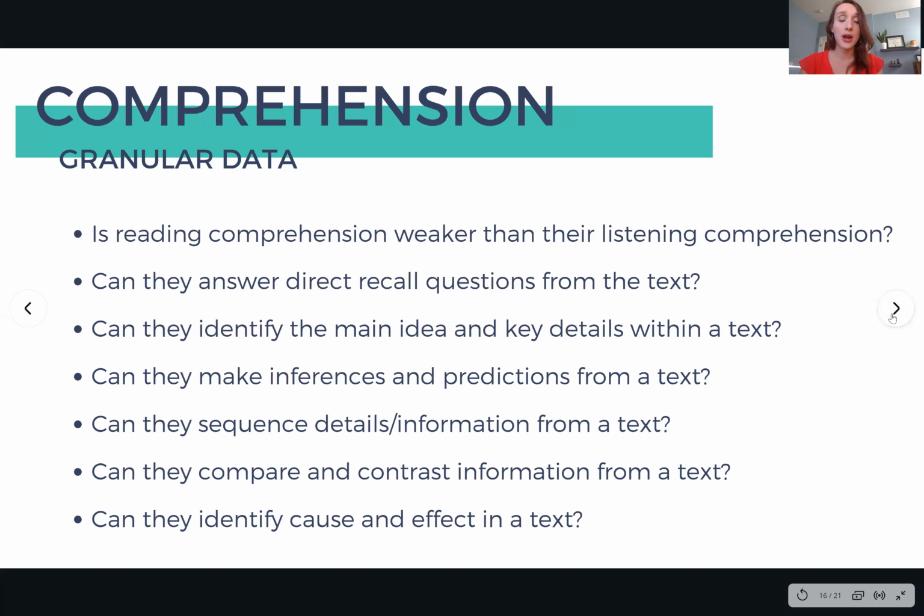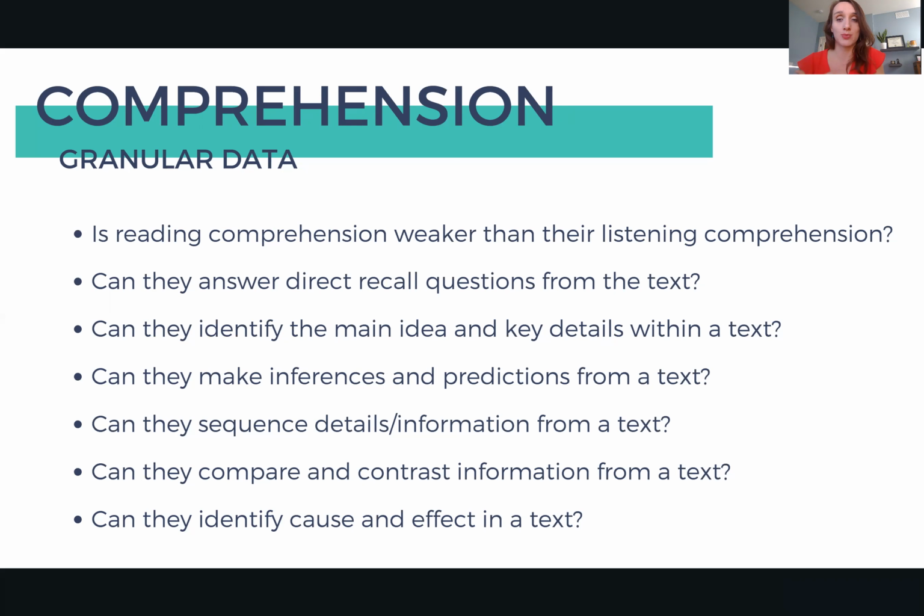Then we need to look at comprehension. If we have a student who's breaking down in comprehension, first and foremost, we need to look at, is their reading comprehension weaker than their listening comprehension? So when we're listening to information, can we pull out main ideas? Can we pull out key details? Can we hold on to that information when we're hearing it? If reading comprehension is weaker than listening comprehension, that means that we need to bring that reading ability up to get it more in alignment with listening comprehension.